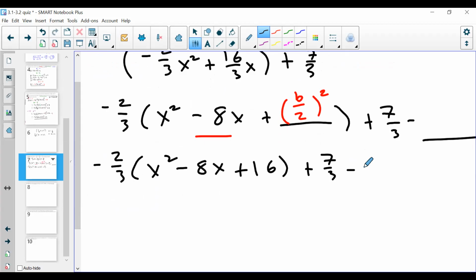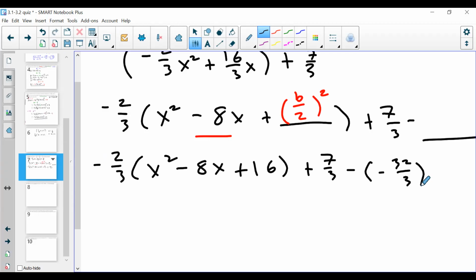So I have this 16 with this -2/3. So it's negative 2/3 times 16, which gives me a negative 32/3. So I put in a negative 32/3. I need to subtract a negative 32/3, which is just adding negative 32/3. Everyone with me so far? Are we okay? No? What's wrong?